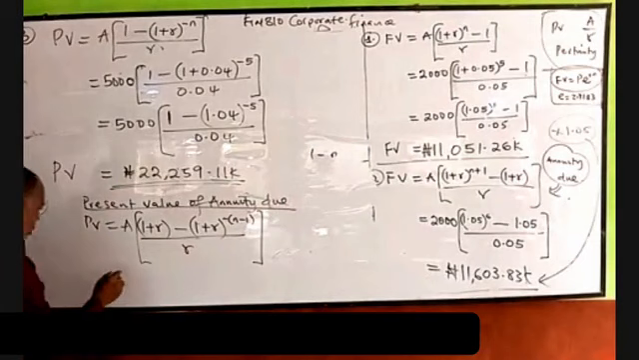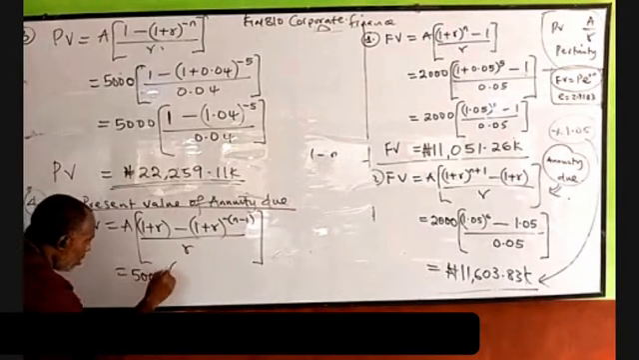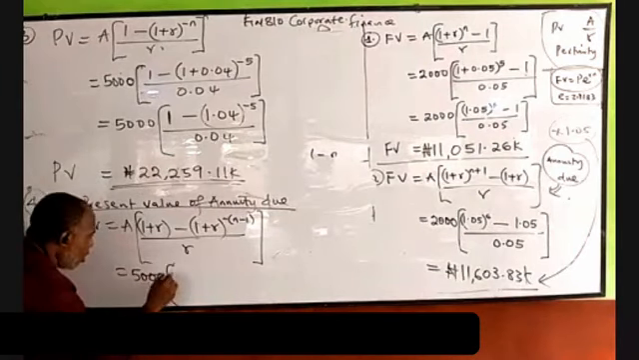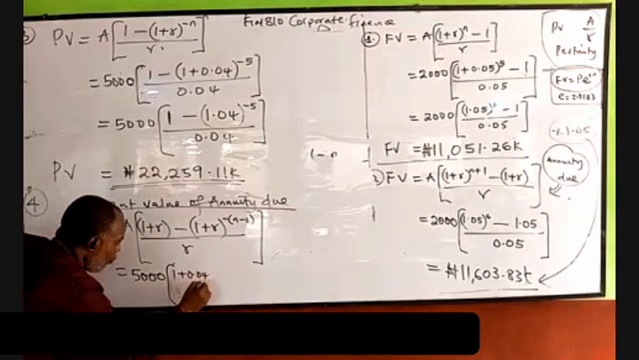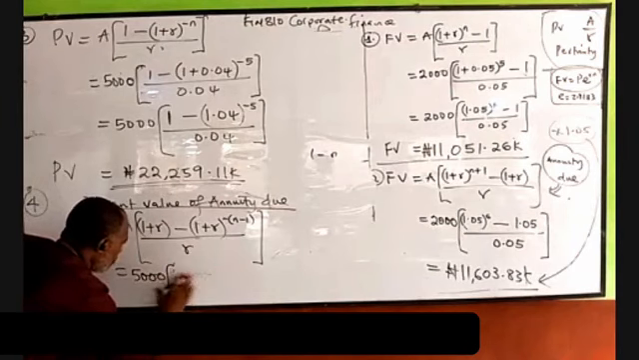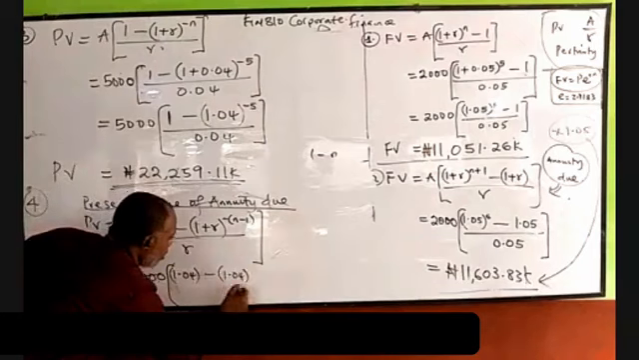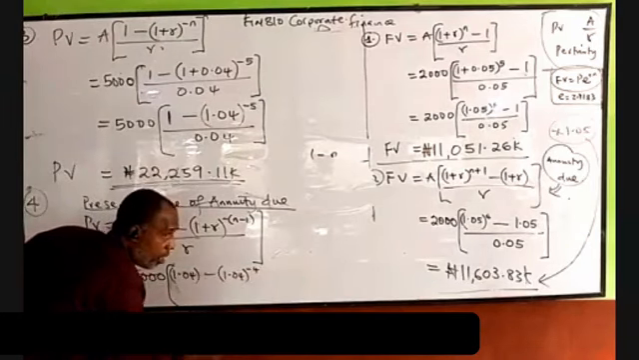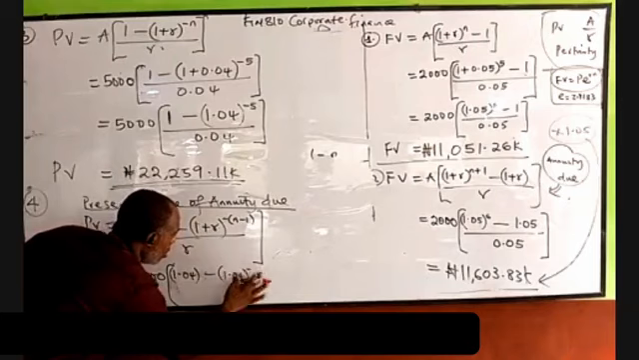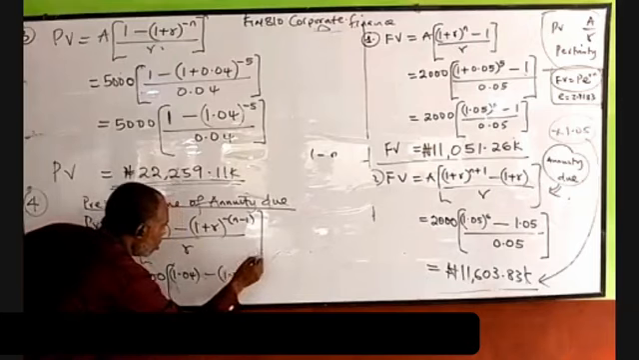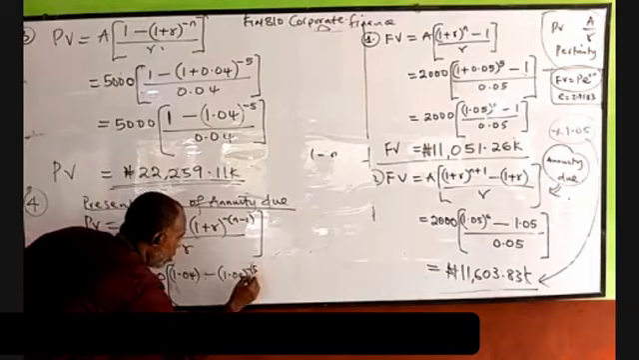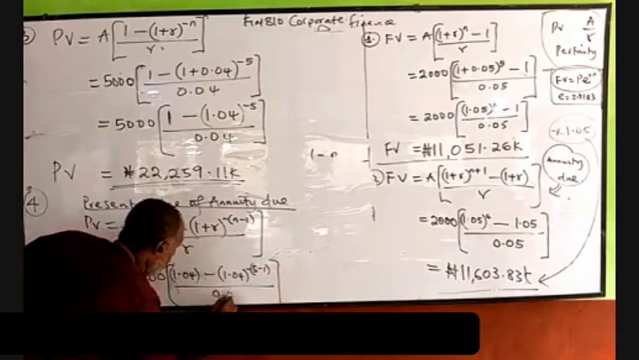So let's move. This is just 5,000 into 1.04 minus 1.04. This is a minus 4. Don't worry. This is 5 minus 1. You agree with that one? Oh yeah, I know, no problem.